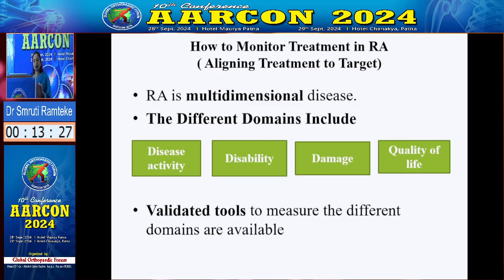So rheumatoid is a multidimensional disease. We have to see the different domains of the disease. Like when a patient is coming to you, how active is the disease? Is the patient disabled? How much is the damage? And what is the quality of life of the patient? So we have different validated tools to measure this.